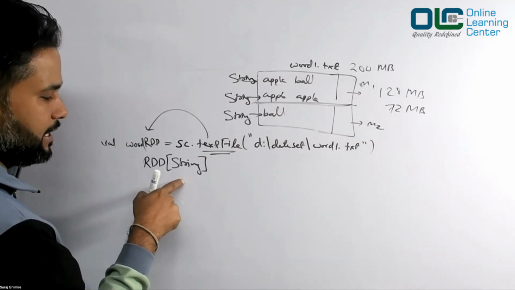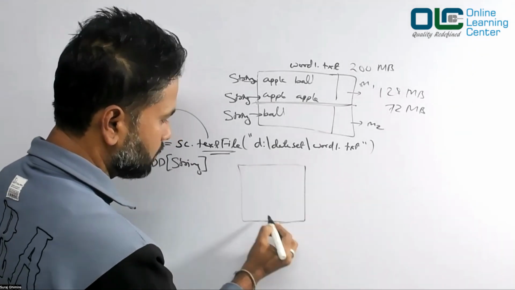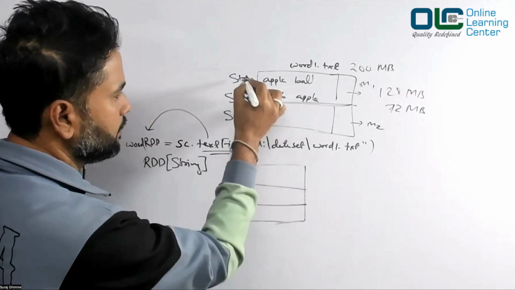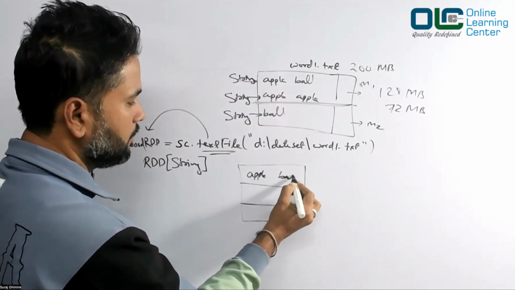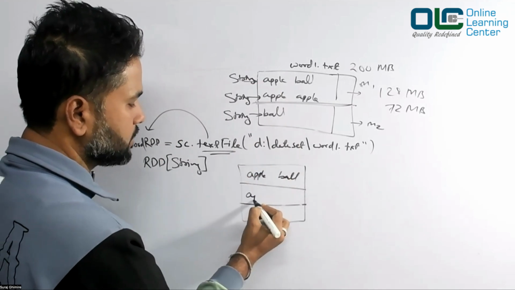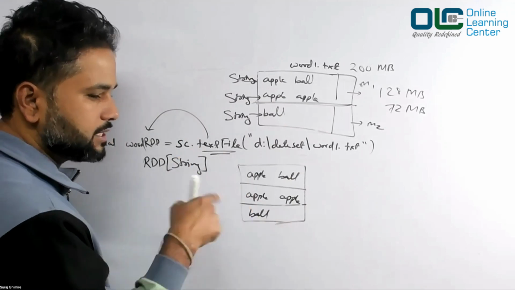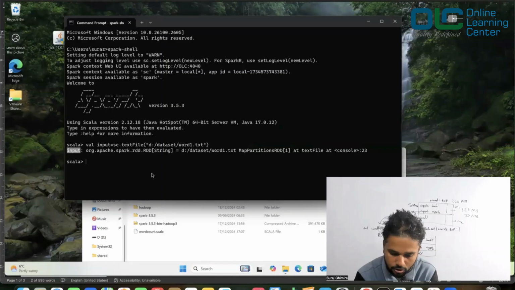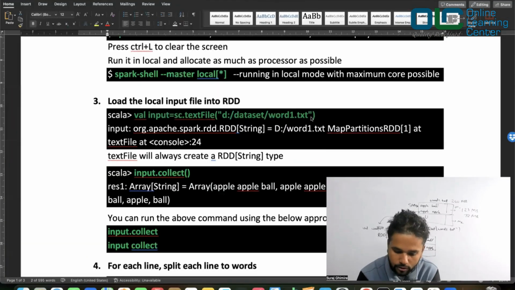So we got an RDD of string, which means it is basically an RDD of strings, and your first string is "apple ball", if I go by this example. Next one is "apple", and the last one is "ball". This is how the data is broken down. So this is what has happened internally. Now let's press Control L to clear the screen and go to our next line.